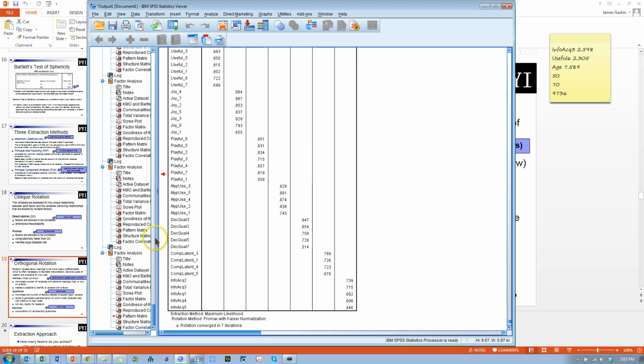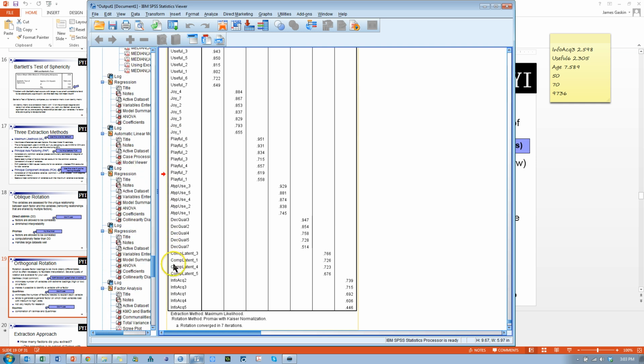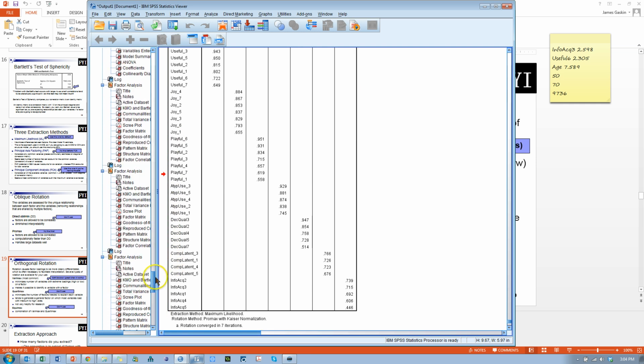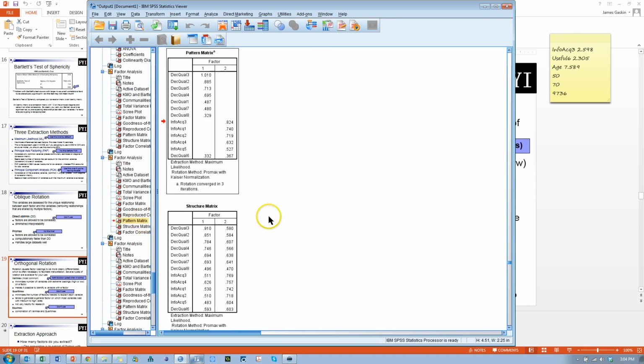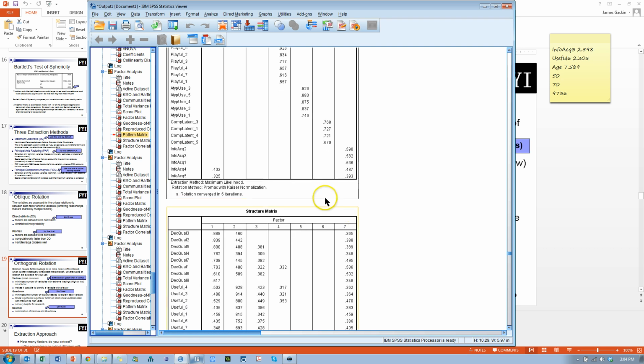Let's go up to this pattern matrix that we had earlier. Right. So one of these ones up here. You can just watch at this point. You don't have to follow along here. Here we go. Factor analysis, pattern matrix. Nope, not that one. This one. Okay. See these ones down here? These ones are cross-loading.